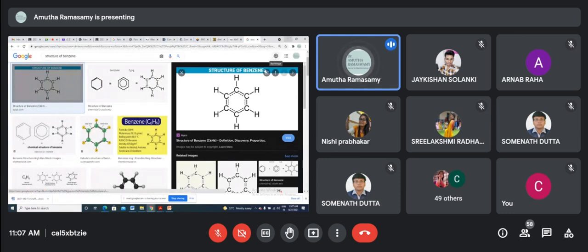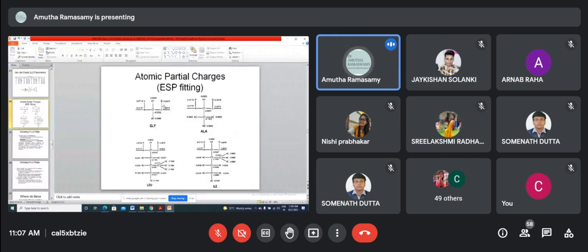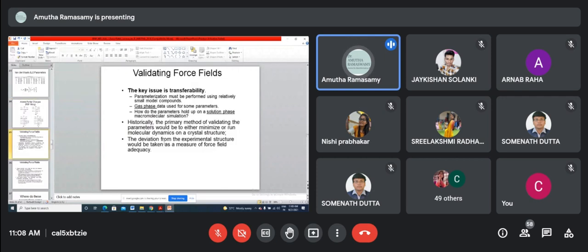So what happens is, when we are using the charges, the important thing is that whatever charges we are calculating should be applied over the structure that you have generated. So now the question arises: you have to validate the force field that you are applying on the structure.